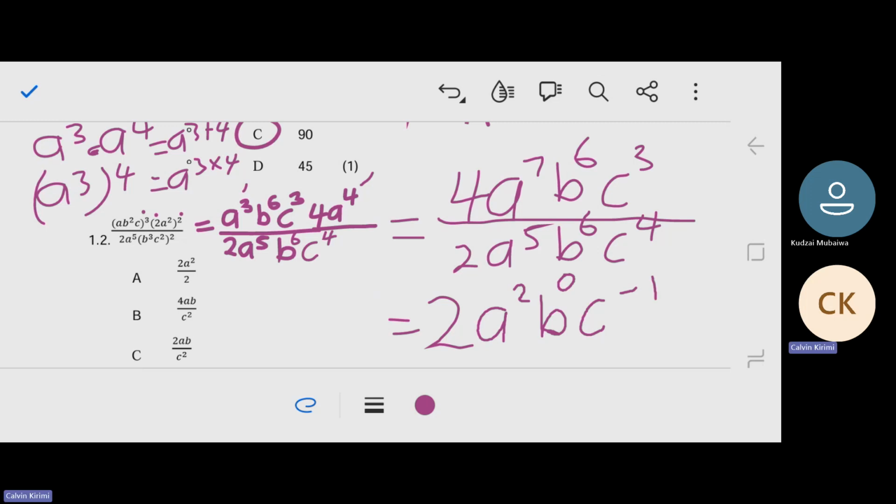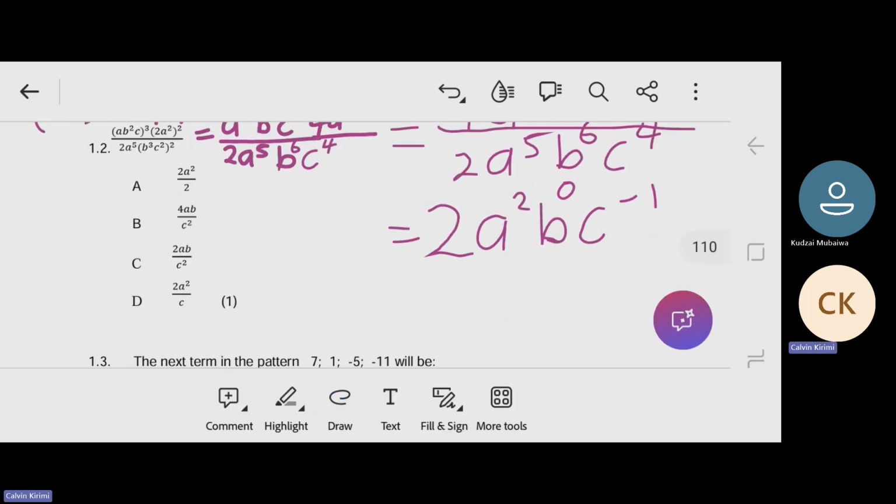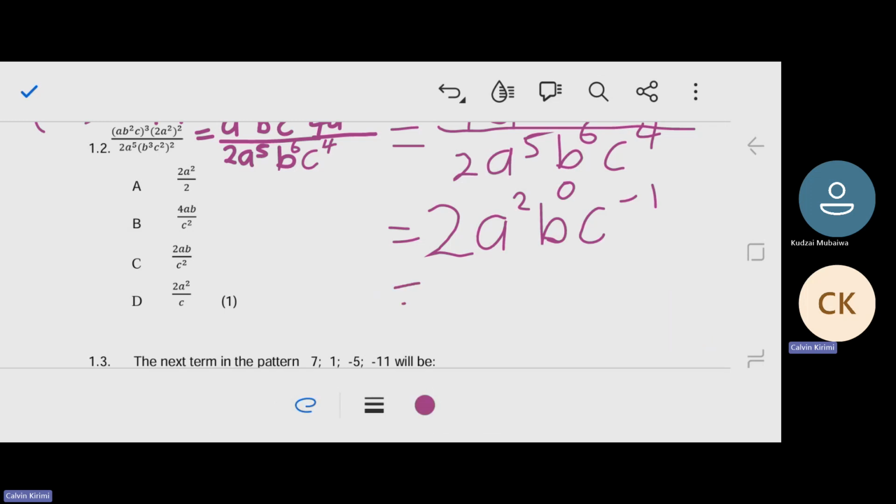So now we are just trying to check which one is corresponding to that. What is the answer? From the options which are given A, B, C, D, what is your answer? D. Yes. The reason why it's D is because it's 2a squared, the b to the power 0 is just 1, and c to the power negative 1 means 1 over c. So times 1 times 1 over c is the answer.